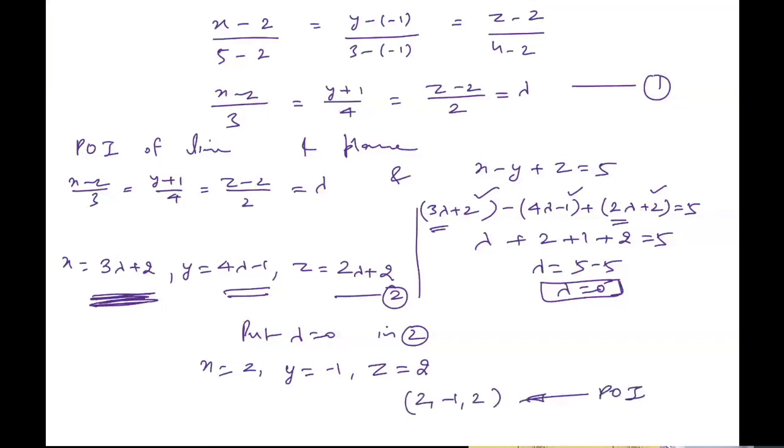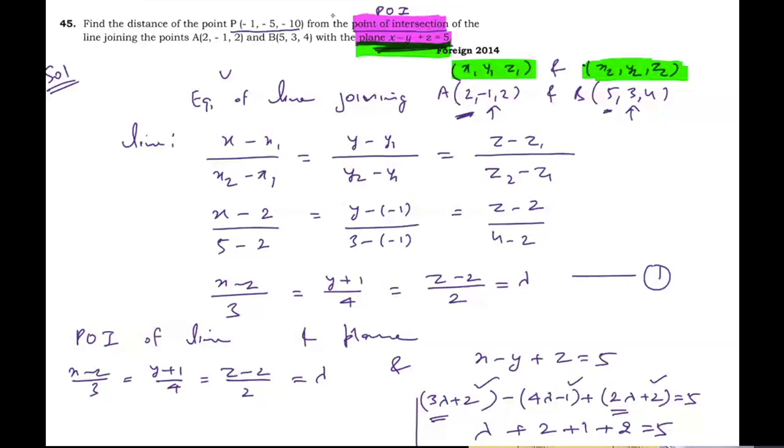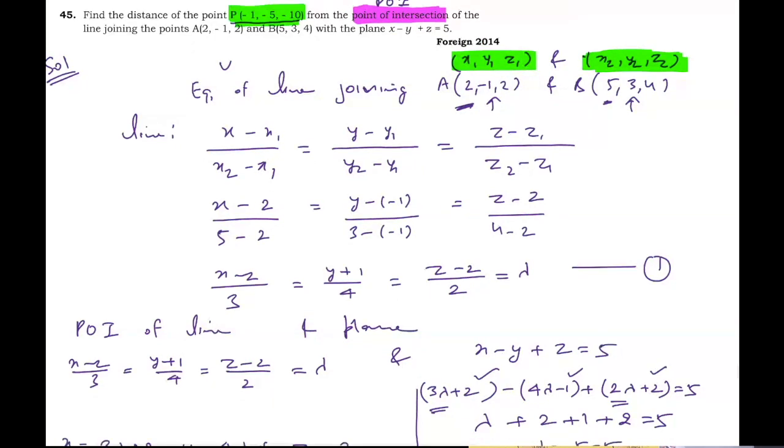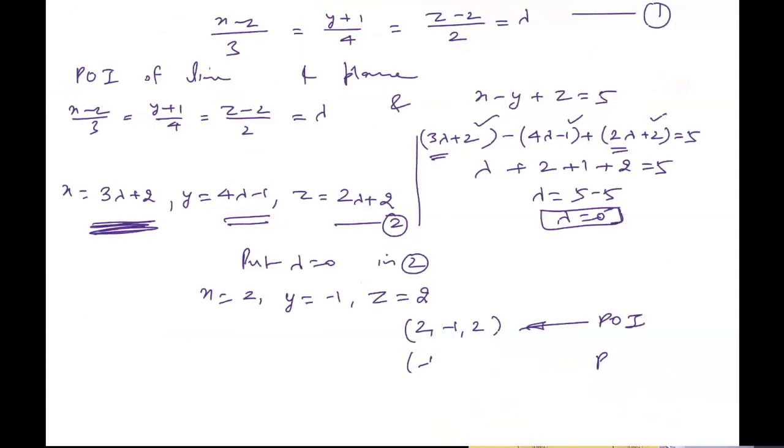Okay. Now what was the actual question? Please try to understand. We have to find the distance of the given point from the point of intersection of line and plane. That means we have to find the distance between these 2 points. We have the point P and we have the point of intersection. Point P is minus 1, minus 5, minus 10.